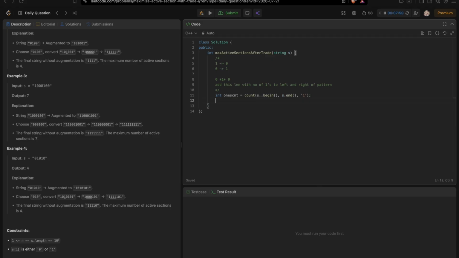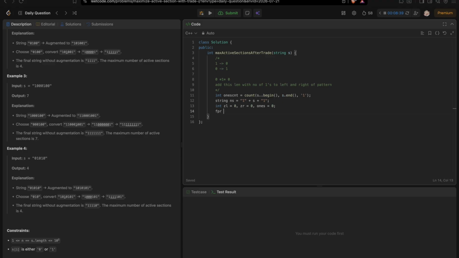Now I need a string ns equals to 1 plus s plus 1. I think this needs to be a string, not a character. Yeah. Now we have a new string. I need zero left as 0, zero right as 0, and I also need ones equals to 0.